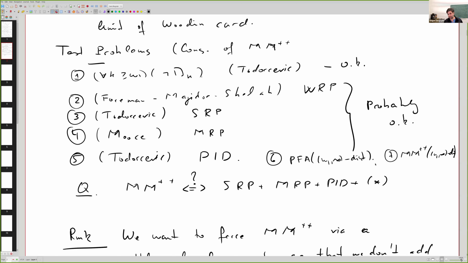So the question is, is there anything left out of this? And I'm sure you'll have examples. But for a long time, I thought PID was an example, that PID was not going to be forcible. But then it turned out that Todorcevic's first proof of the PID dichotomy was actually omega-1 infinity distributive forcing. So it fits into the framework.